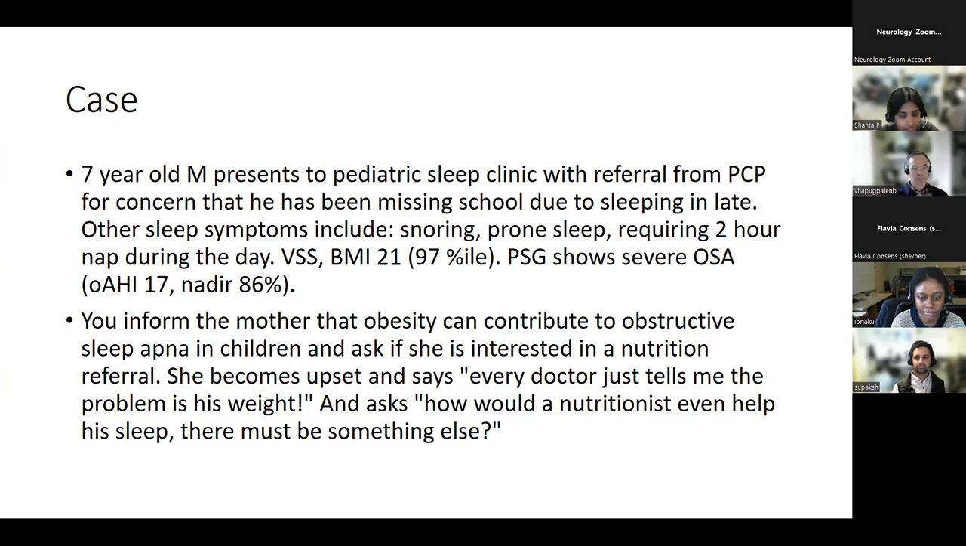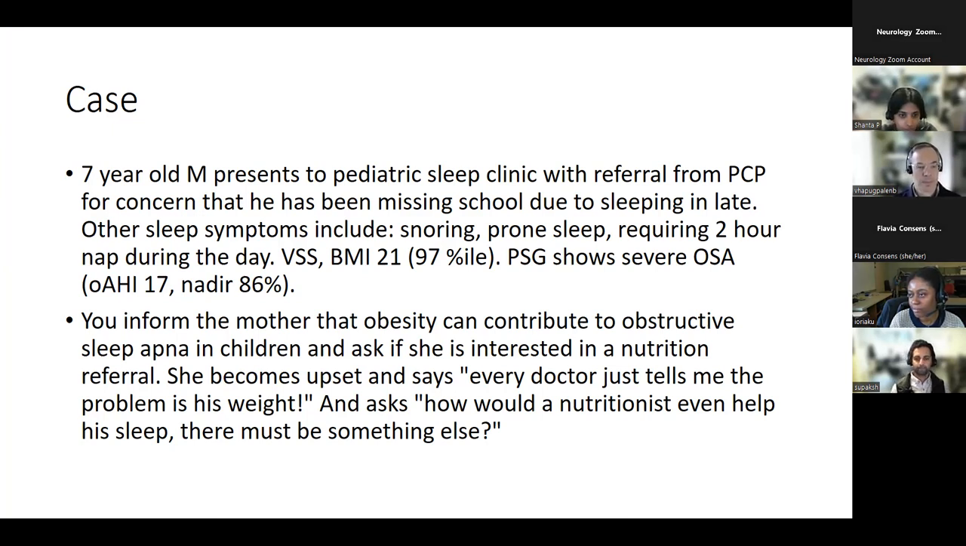And you're discussing treatment options with the mom, and you say obesity can contribute to obstructive sleep apnea in children, and ask if she's interested in a nutrition referral. And she becomes upset, and she says, every doctor just tells me the problem is his weight, and I'm tired of hearing about it. How would a nutritionist even help his sleep? There's got to be something else that we can do.